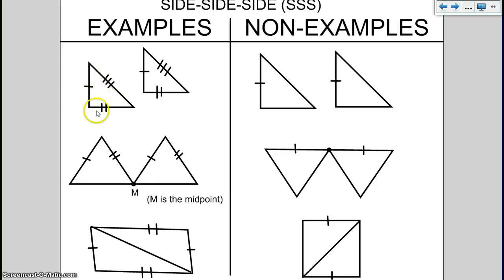Examples. Here I know that three sides of this triangle are congruent to three sides here, so they're congruent. These I only know that one side is congruent, so it's not side, side, side. Here I know I have two sides that are congruent, and I know that M is the midpoint, which means it splits this segment into two equal segments. So I have three sides congruent. Here I just have one. Here I have 1, 2, 1, 2, and they share this one, so that's my third. Here I just have 2.